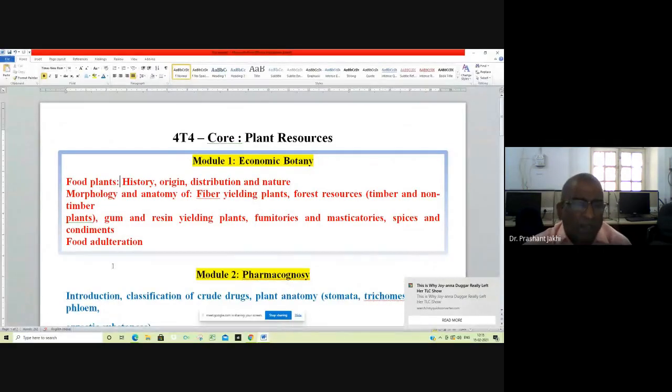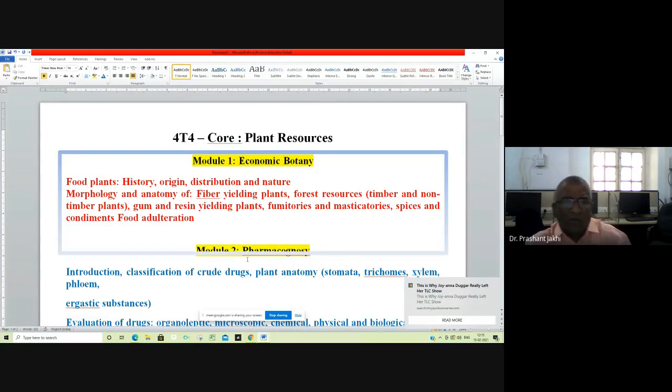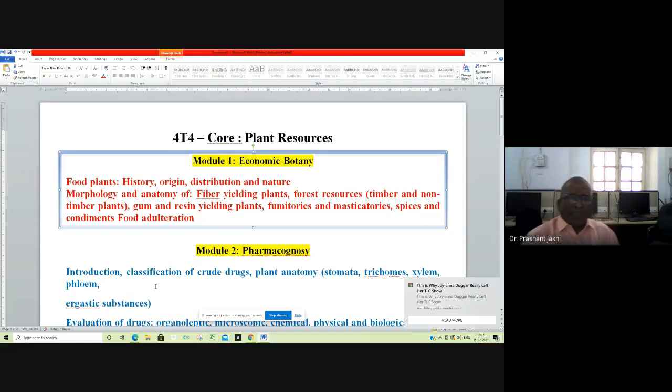Then next one, that is gum. I think most of you are known gum and resin substances. These are also used for a purpose of non-wood forest products. So just have an idea. Gum and resin yielding plants. I think it is best known to you.